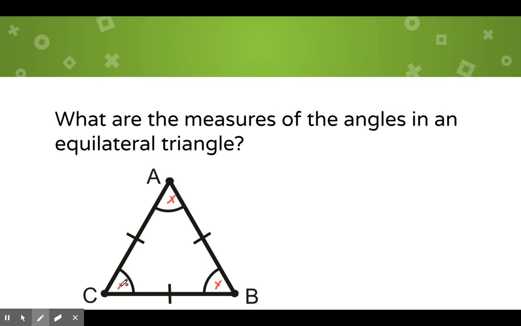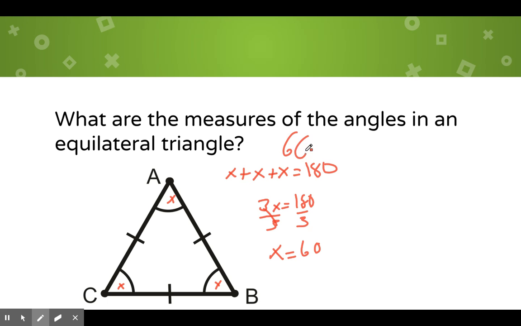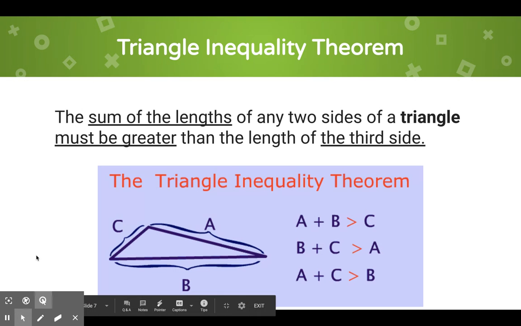And if it's all x's, that means x plus x plus x has to equal 180. If we combine like terms, x plus x plus x gives you 3x equals 180. You divide by 3, and we get x is equal to 180 divided by 3, which is 60. So that means each of these 3 angles will always be 60 degrees.